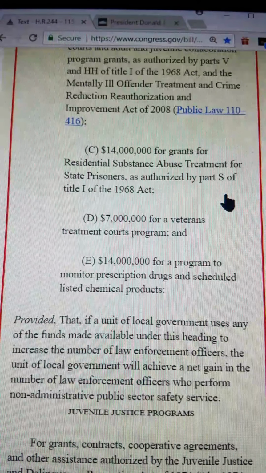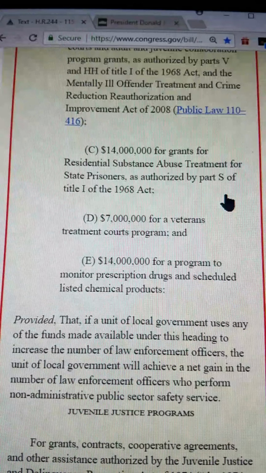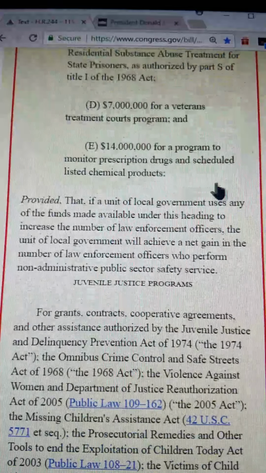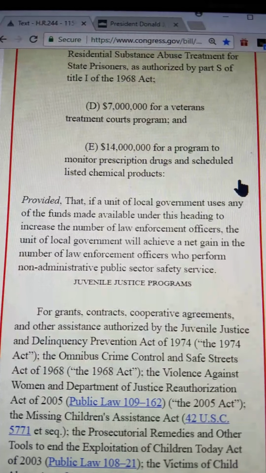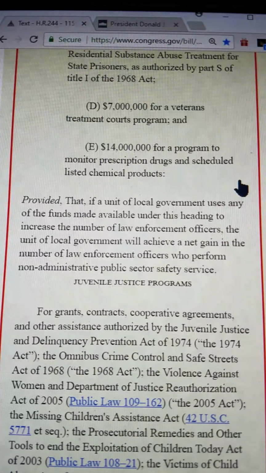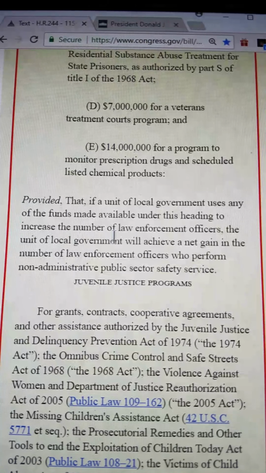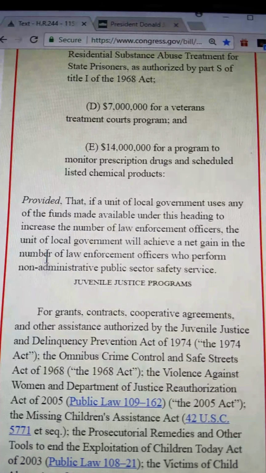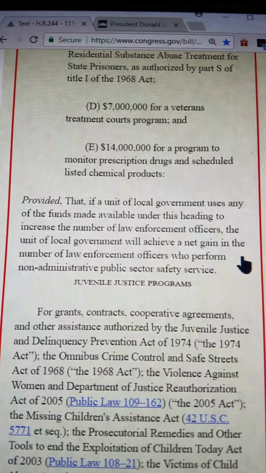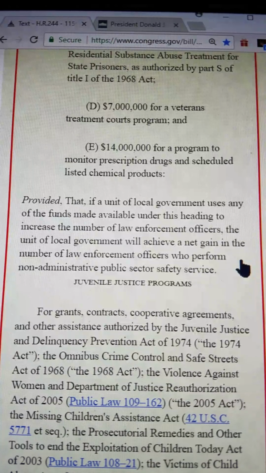$7 million for a veterans treatment court program, and $14 million for a program to monitor prescription drugs and scheduled listed chemical products, provided that if a unit of local government uses any of the funds made available under this heading to increase the number of law enforcement officers, the unit of local government will achieve a net gain in the number of law enforcement officers who perform non-administrative public safety services.